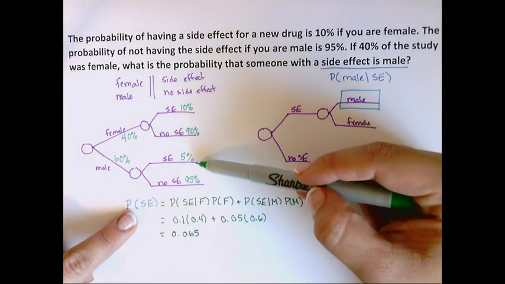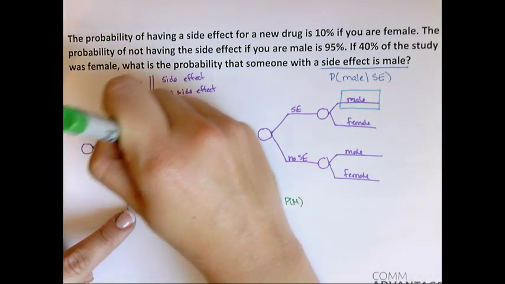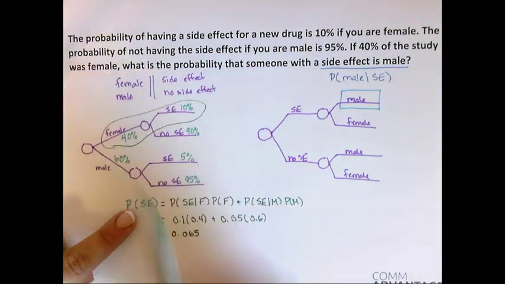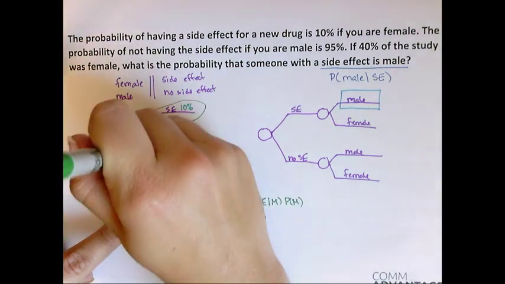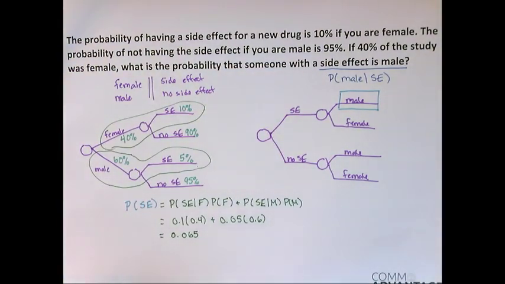Seems like a big scary formula, but all we're really doing, guys, is I wanted the probability of a side effect. So any of the sets of branches that had side effect, I multiplied and added together. So I took that first branch there, and then I took the second set of branches. That's all we're doing there to get that answer.